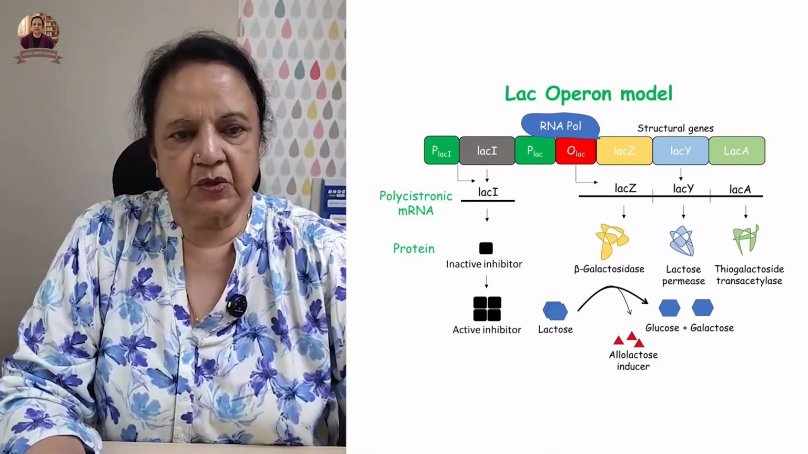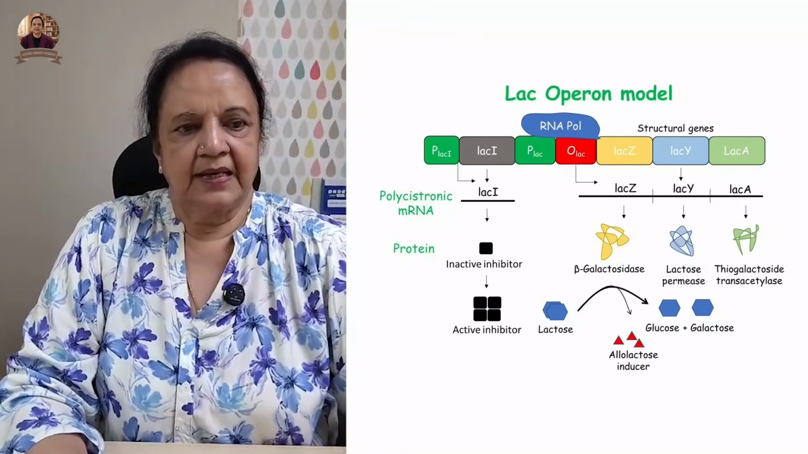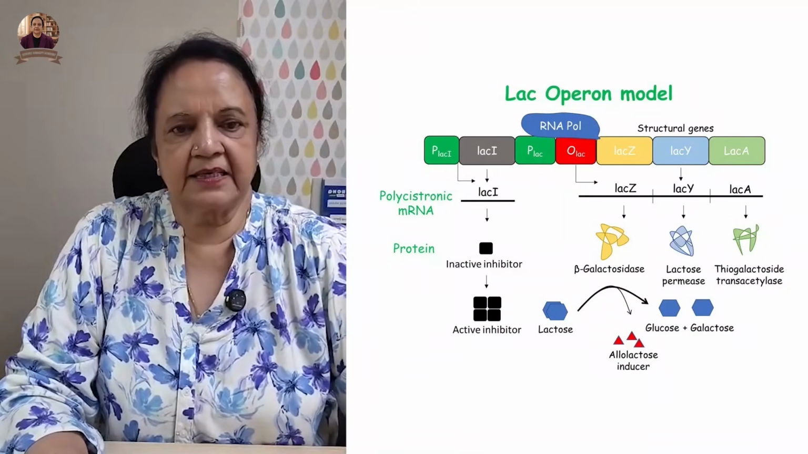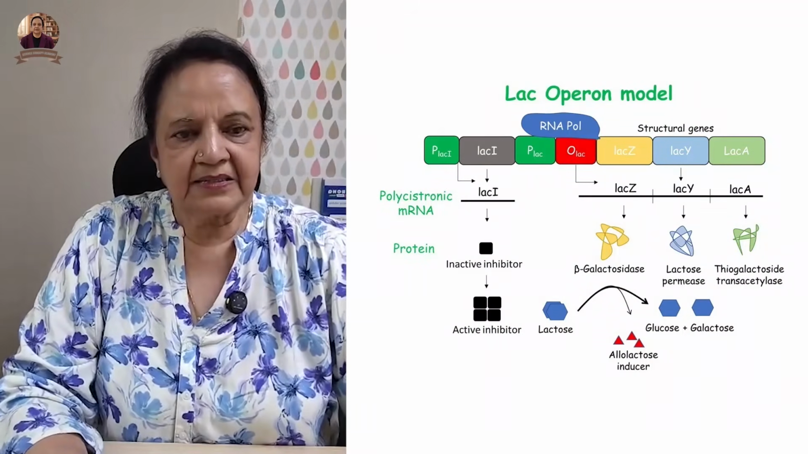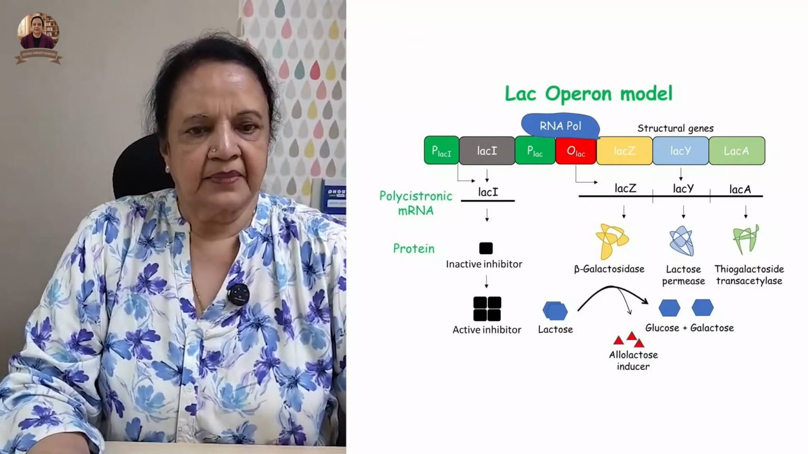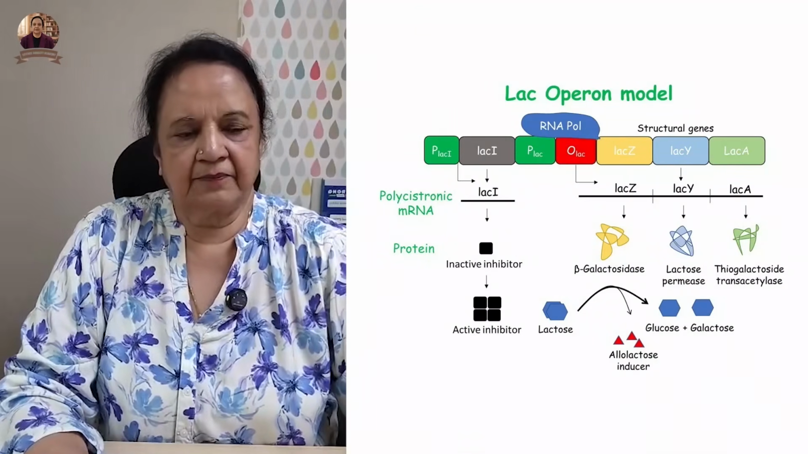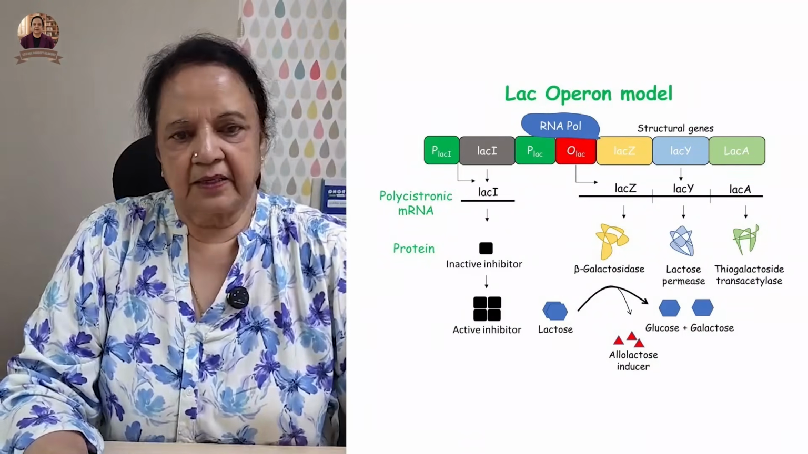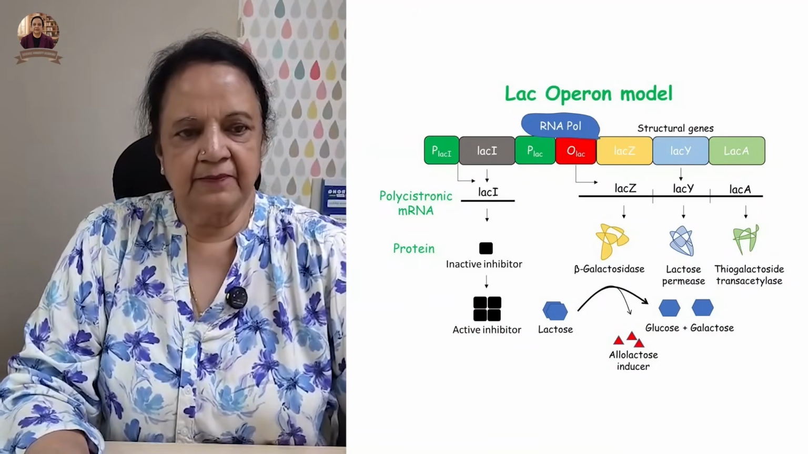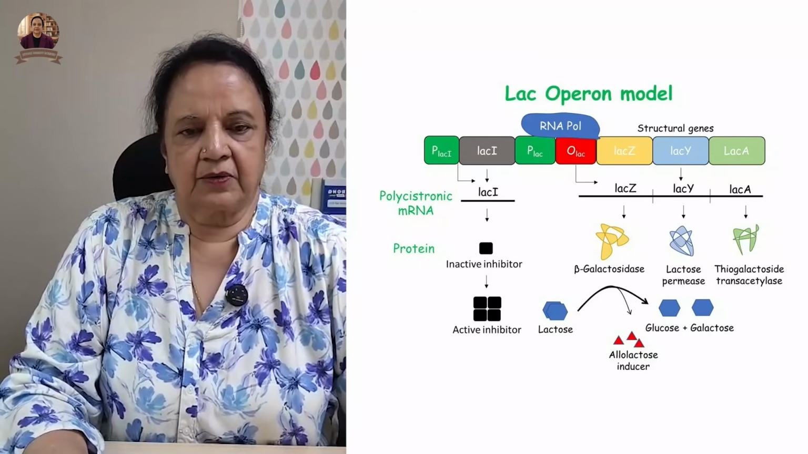How is it switched on? This is done in the presence of lactose. Lactose is converted into allolactose. It acts as an inducer. It binds to the repressor protein, changing its shape. The repressor is now inactive and falls off the operator. RNA polymerase can now bind to the promoter and transcribe the genes. The operon is in the on condition now.